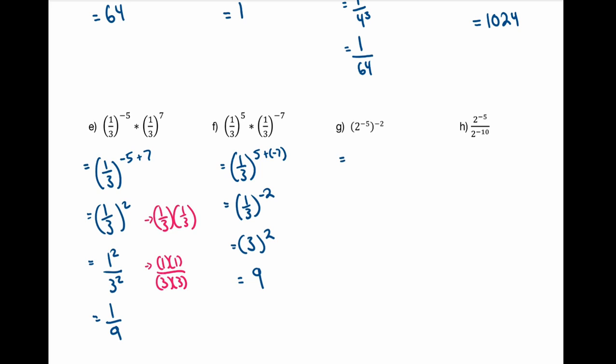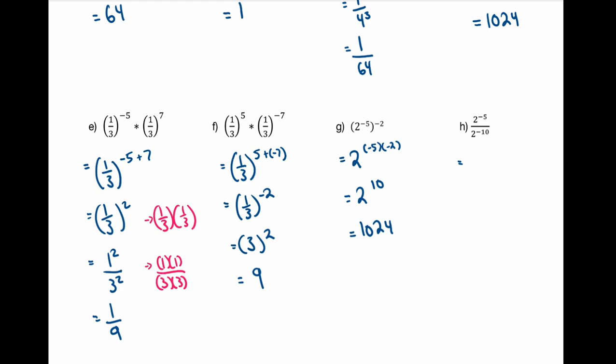For G, 2 to the power of negative 5 to the power of negative 2. The exponent rule when I have a power to a power was that I multiply my two exponents. So negative 5 times negative 2. I get 2 to the power of 10, or positive 10 specifically, and this works out to 1024.